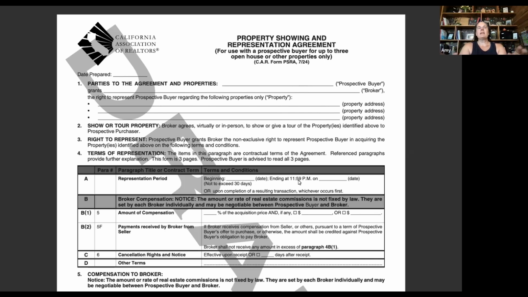It's only for use up to 3 properties. Prospective buyers for up to 3 open house or other properties only. So you can only utilize this one for 3 properties. After that, you have to transition over to the BRBC, the regular buyer representation and broker compensation form that we covered at 11 o'clock. This is a brand new form. They're just trying to create something smaller for you.